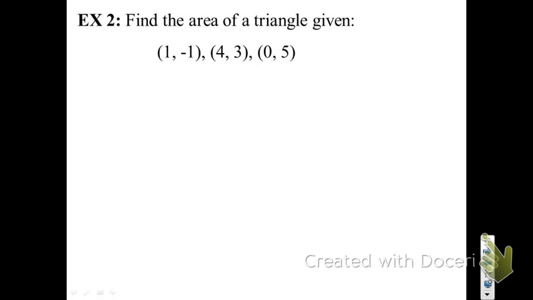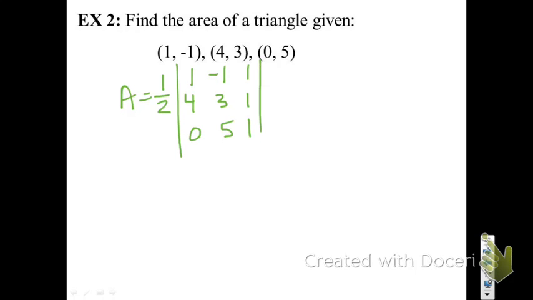So here are your 3 ordered pairs. You're asked to find the area, so we're going to take half, and then we're going to line these values up. Our first one is 1, -1. Our second one is 4, 3. Our last one is 0, 5. And then again, we put 1s in our last column to make it a square matrix.